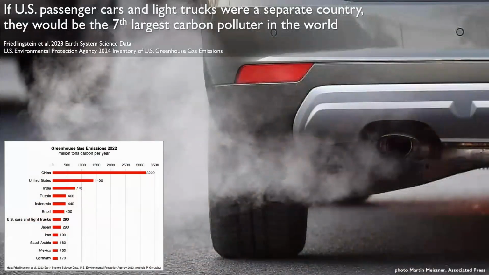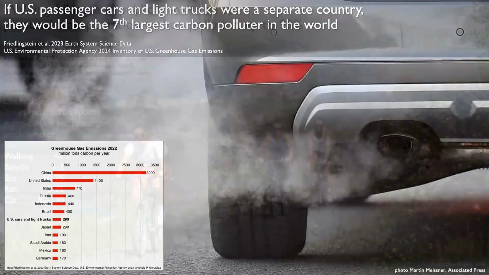But another major solution is becoming more efficient in transportation. So if all of the cars and light trucks in the United States were their own separate country, they would be the number 7 carbon polluter in the world. Just the cars and trucks in the US emit more greenhouse gases than all of France and all of Canada combined, or all of Japan combined. Making transportation sustainable in the United States is an extremely important solution.